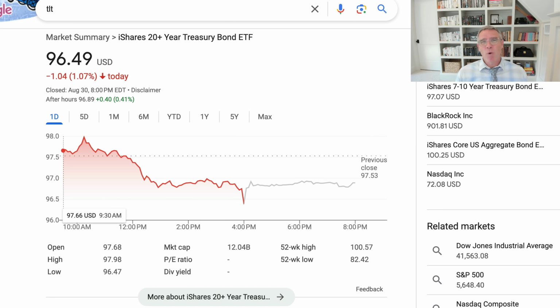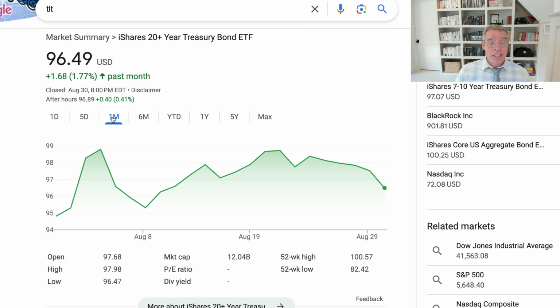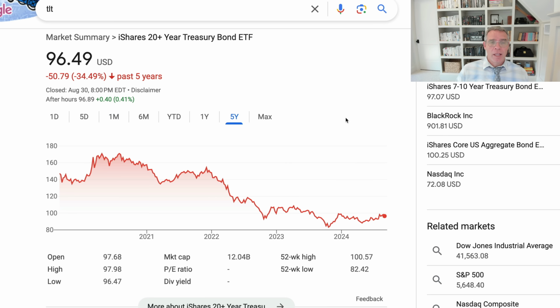Now let's just talk about why I think that there is some money to be made in TLT and EDV and similar long-term government bond funds. Well, let's just take a quick peek at how these have been doing over the last 5 days. You'll see that the price has been coming down over the last month. You'll actually see that the price has gone up a bit. However, what I really want to show you is what it has looked like over the last 5 years.